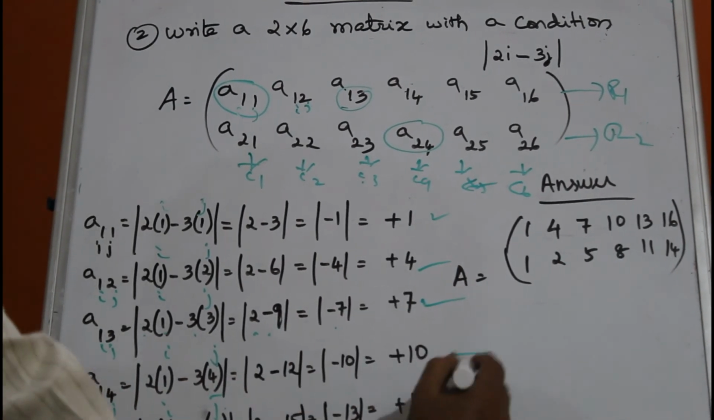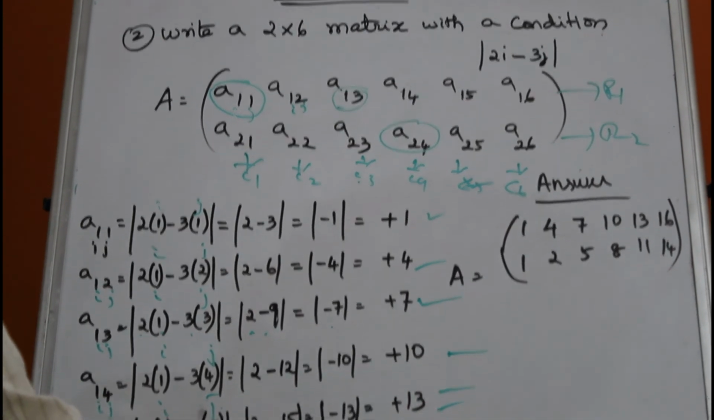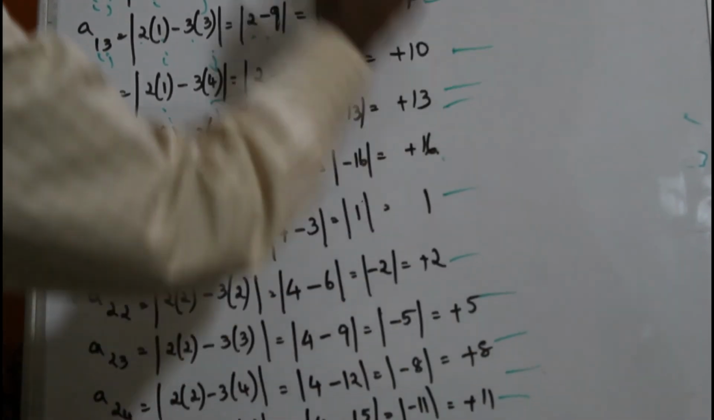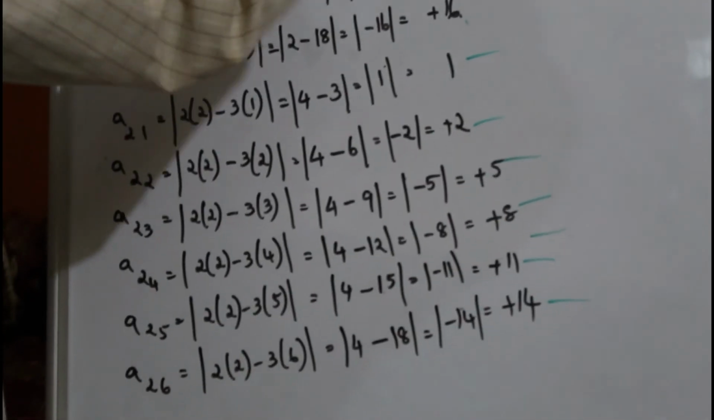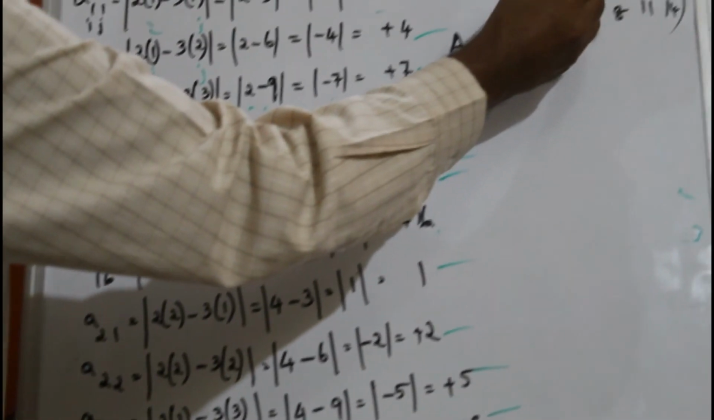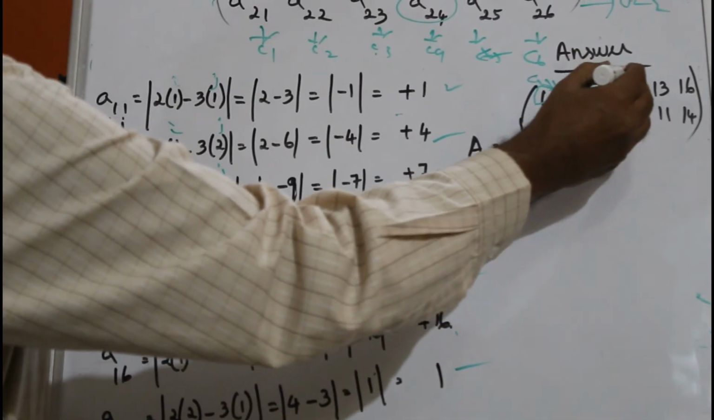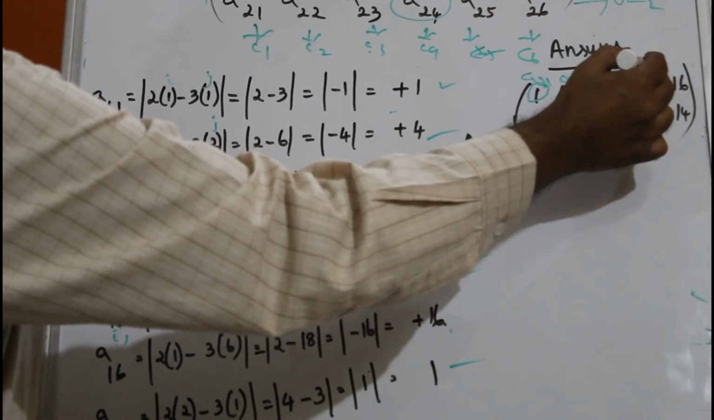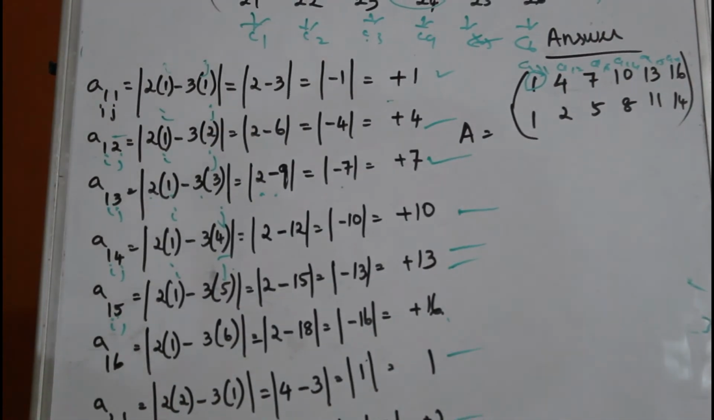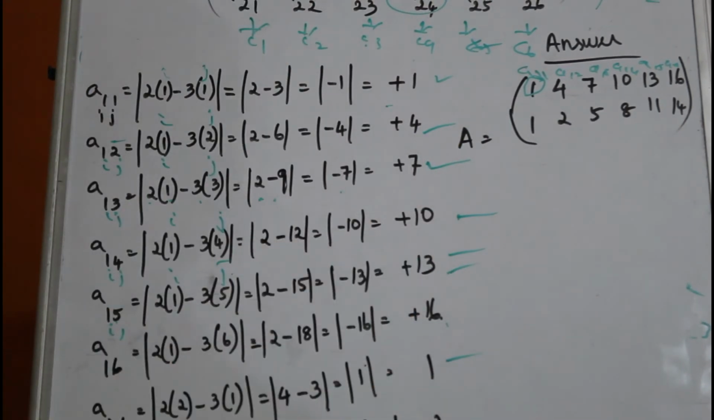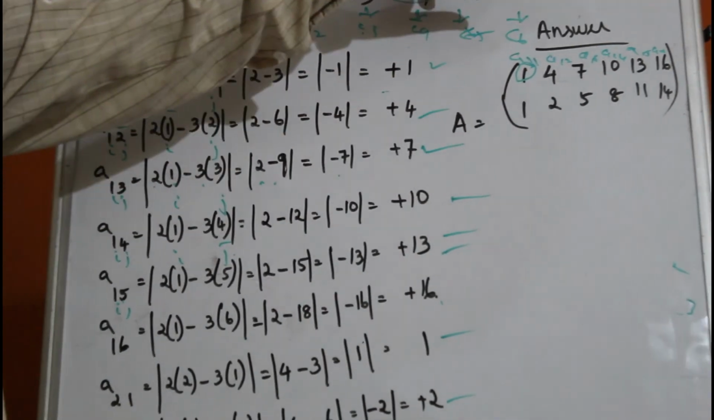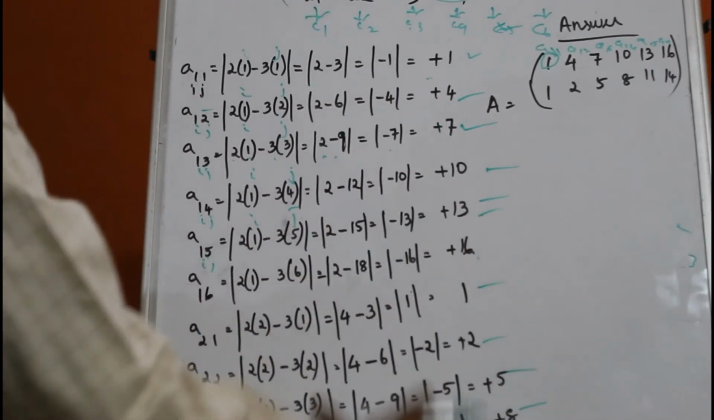In the same way, you can get the rest. Simple numbers only. And you can write the final answer for a11 as 1. This is a11, a12, a13, a14. Like that you have to put a15, a16, then a21, like that. And this is the final answer. The simple method: a general matrix is converted to a particular matrix based on a condition. This is a very important model.